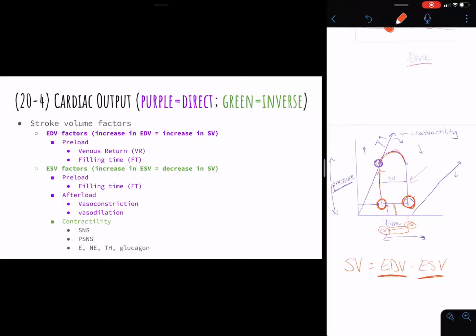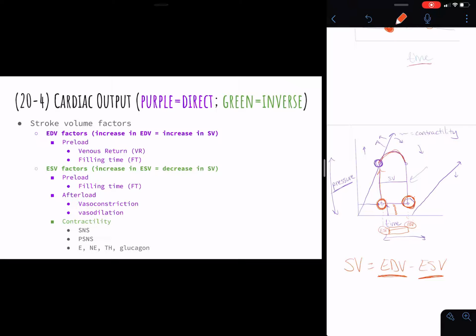So if we vasoconstrict the arteries in the systemic circuit, are we going to increase the afterload? Yes, because the amount of pressure that the heart has to pump against whenever it's pushing blood out to the rest of the body is going to be greater because we were constricting all those arteries. We're not allowing for enough room to push all that blood out. And then the opposite will be true for vasodilation. Last but not least, we have contractility. And like I mentioned, contractility is the slope of this line at the point at which the semilunar valve closes.